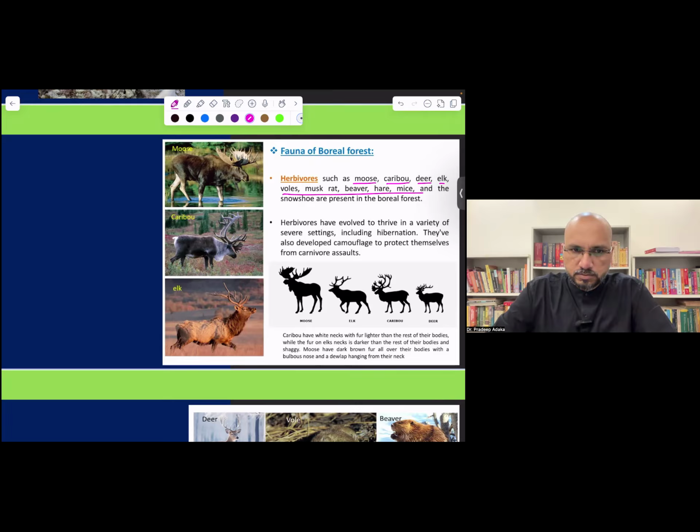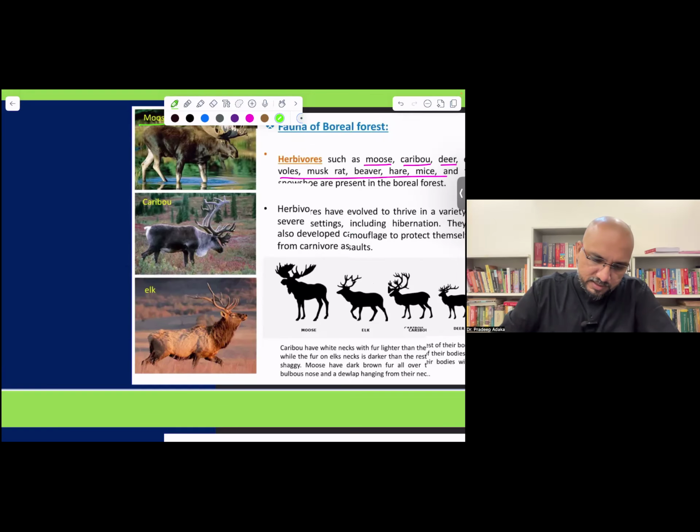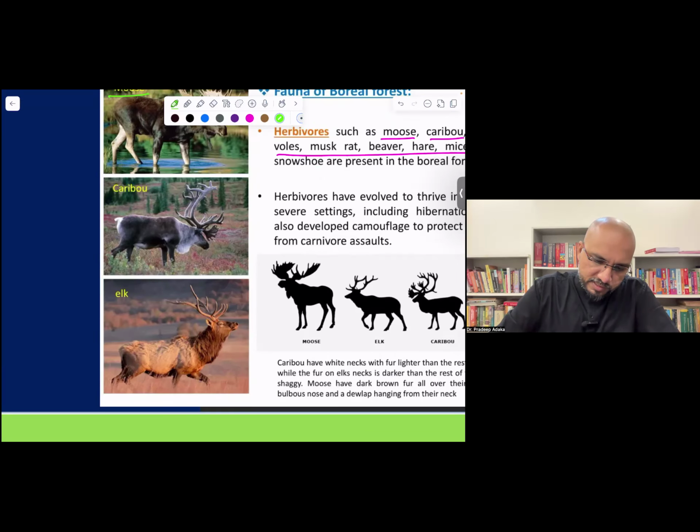Now, moose, caribou, and elk. There can be a bit of confusion when you see these animals. They all almost look similar, but there is a slight difference. Moose is the largest deer. Remember that. The largest deer is the moose, and it has a unique type of nose in the front.